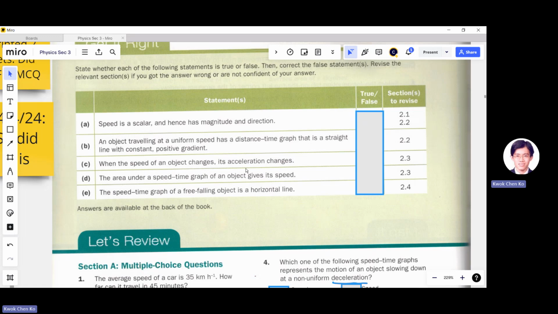At one point, how would it get zero speed?